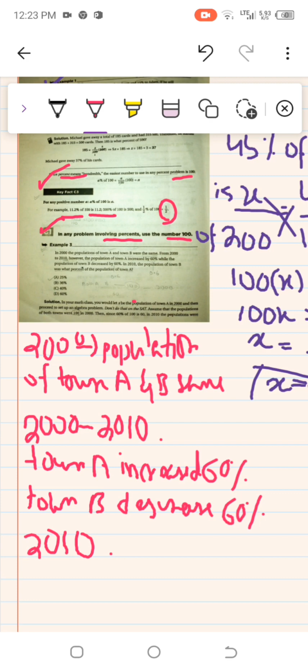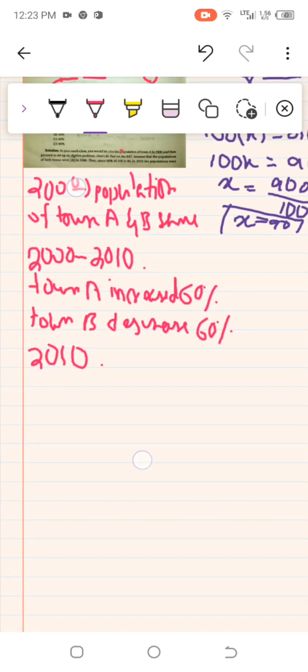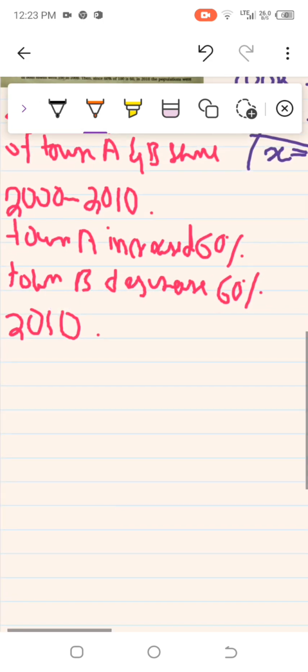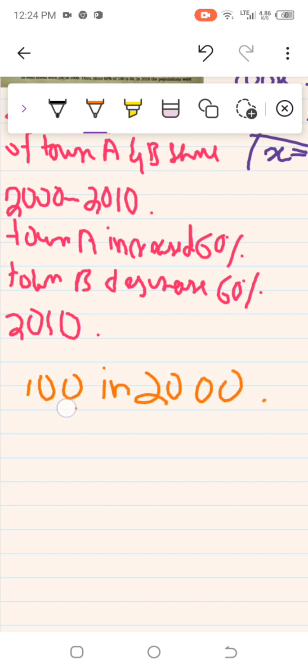So let's solve this with a method. Here I'm going to solve this. Let me change the color. First of all, as you can see, they have given that both town A and town B were the same. What was the percentage of both? It was 100% in 2000. We are assuming that both have the same percentage, 100, in 2000. Since 60% of 100 is 60, in 2010 the population of town A was increased by 60. So this means 100 plus 60 will be 160.